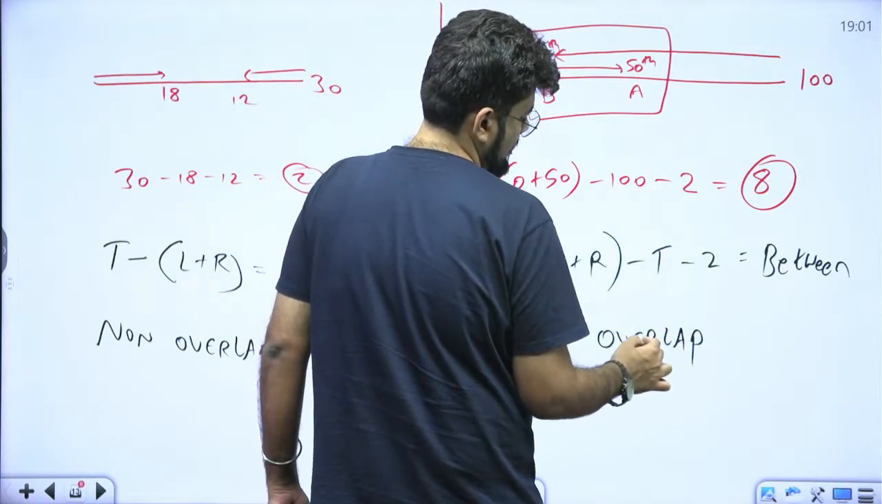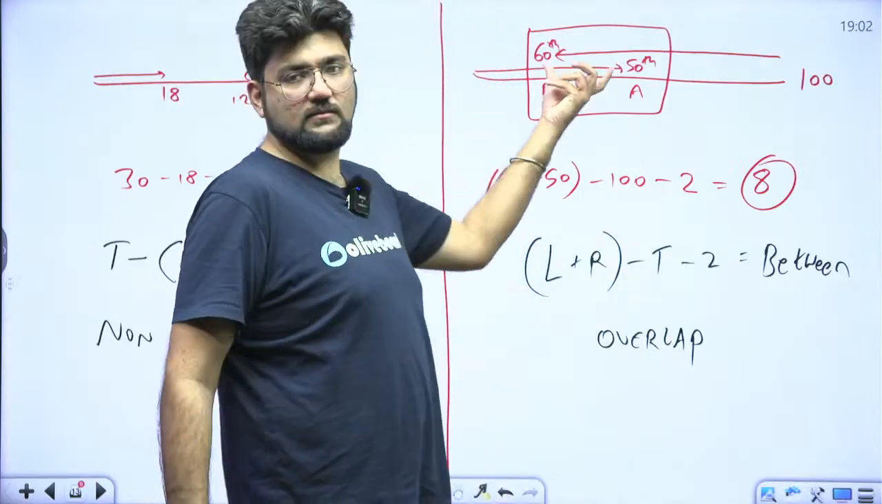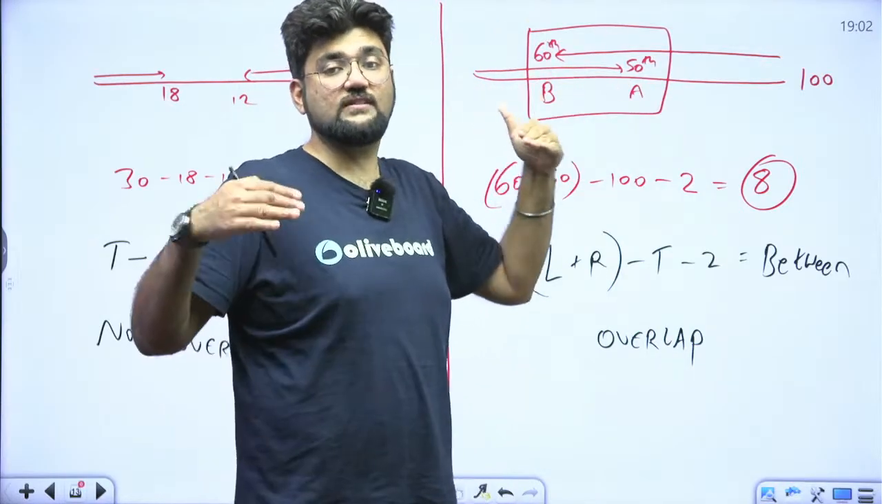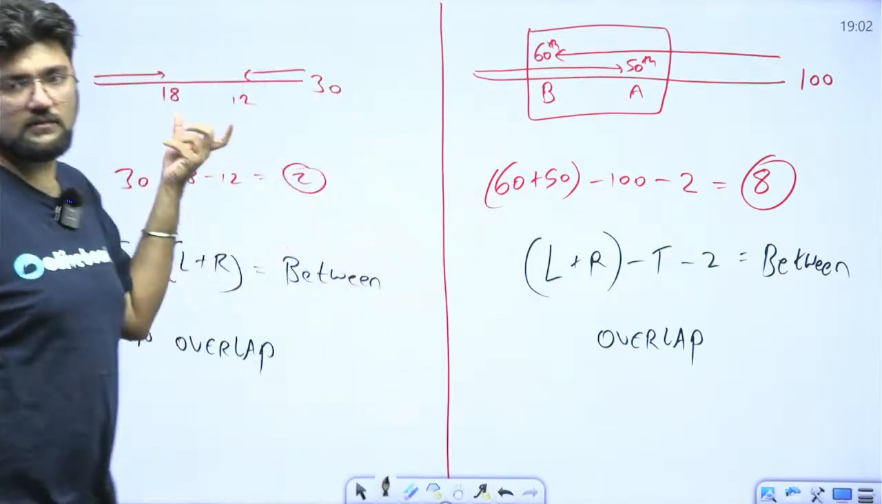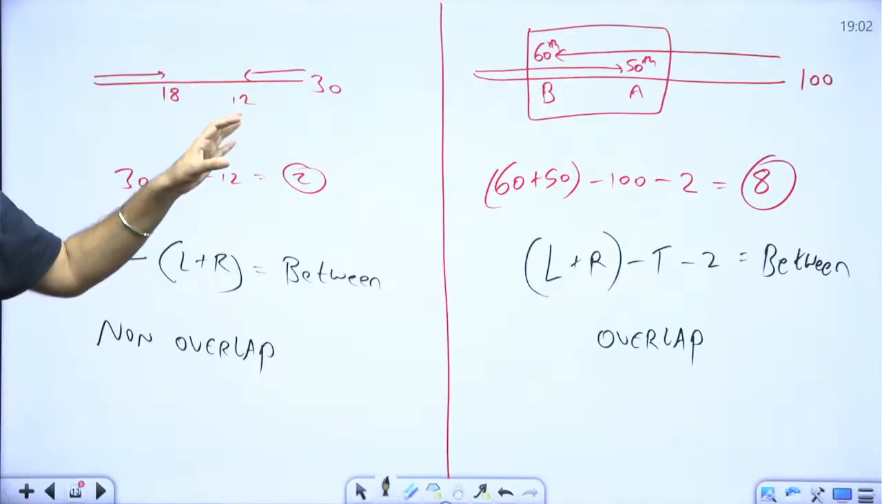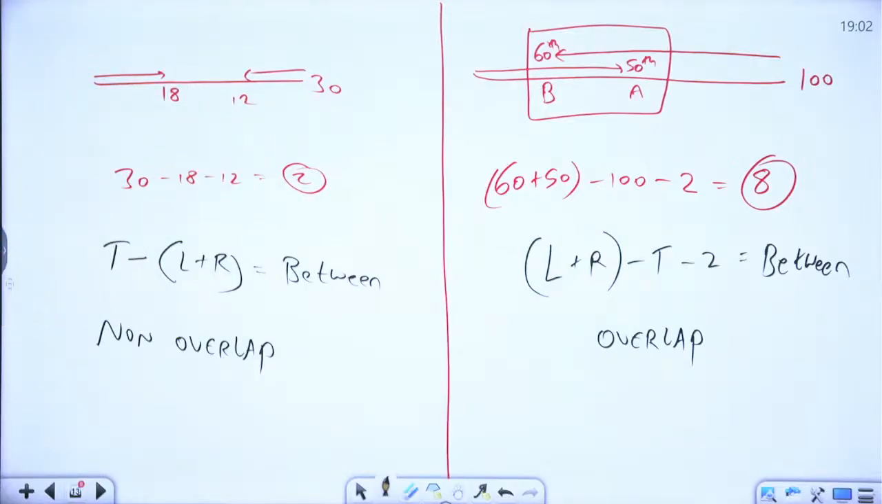Understood? Why overlap? Because the ranks are placed in a way that some students are common in the group. Here, the people who are in between are absolutely different. They are not counted anywhere.